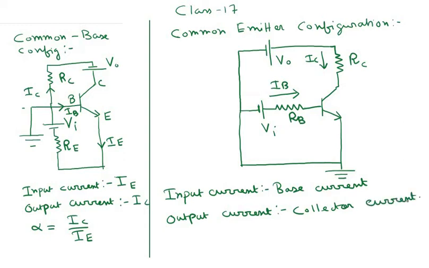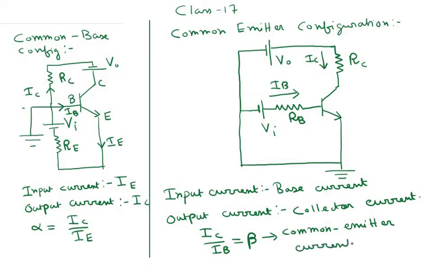So here again, the ratio of the output current to the input current is a parameter of importance. IC divided by IB is basically a parameter of importance here, and we call this the common emitter current gain. And this beta here is actually the same beta that we have used the previous day. Let me show you the equations.